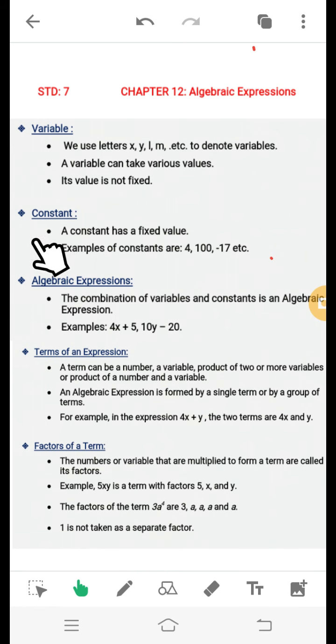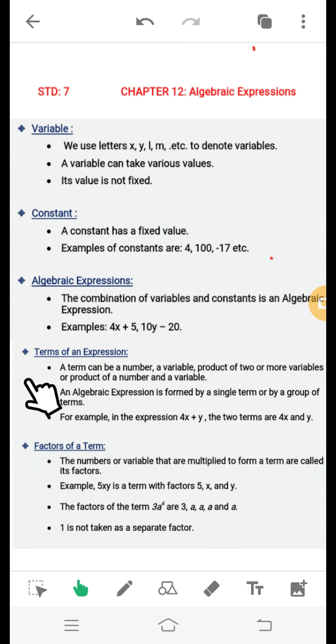What is a constant? A constant has a fixed value. Examples: 400, -17, 5, 6. These all are constants. Now, what are algebraic expressions? The combination of variables and constants is an algebraic expression. Examples: 4x + 5, 10y - 20.